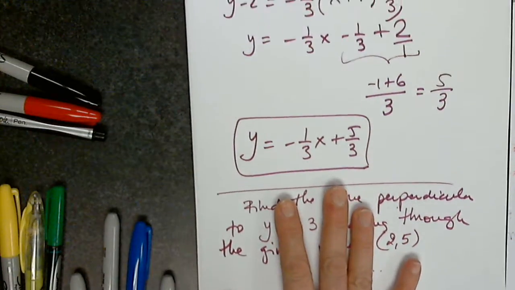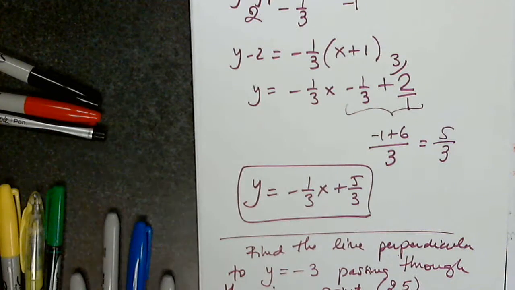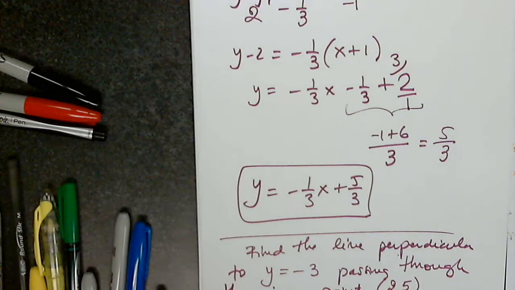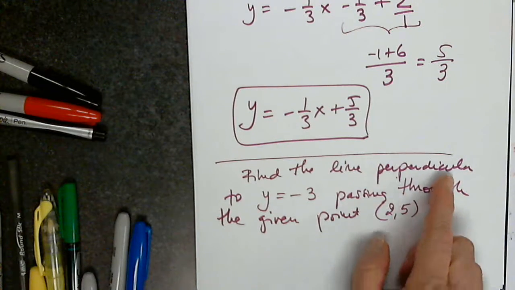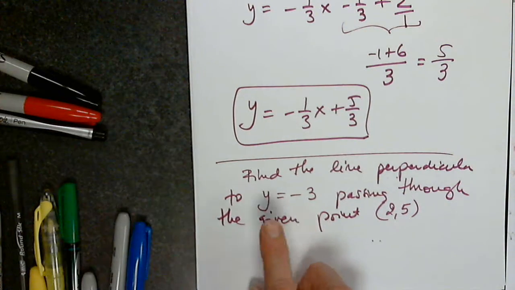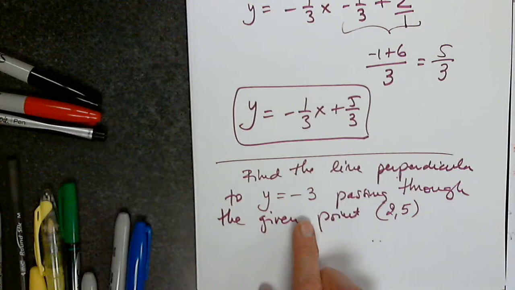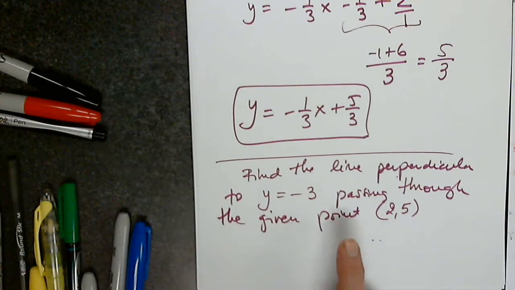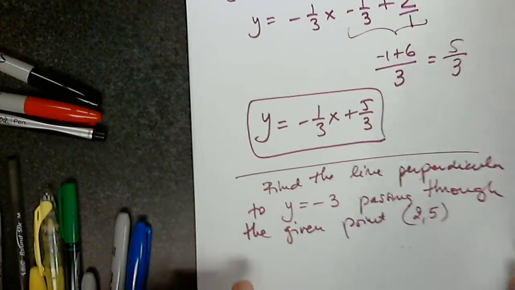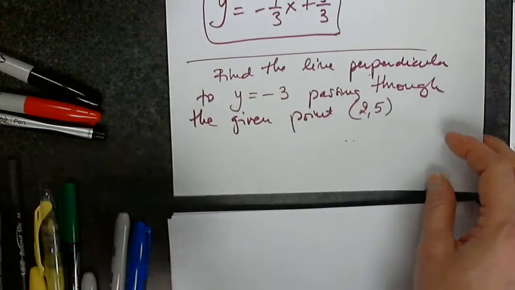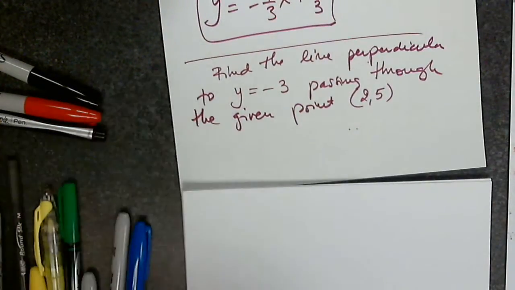Any questions on the previous problem? Anyone? Questions on the previous problem? So we want to find the line perpendicular to the line y equals -3, passing through the given point, which is 2, 5. In these situations, I recommend graph. Graph first to see what's happening here.